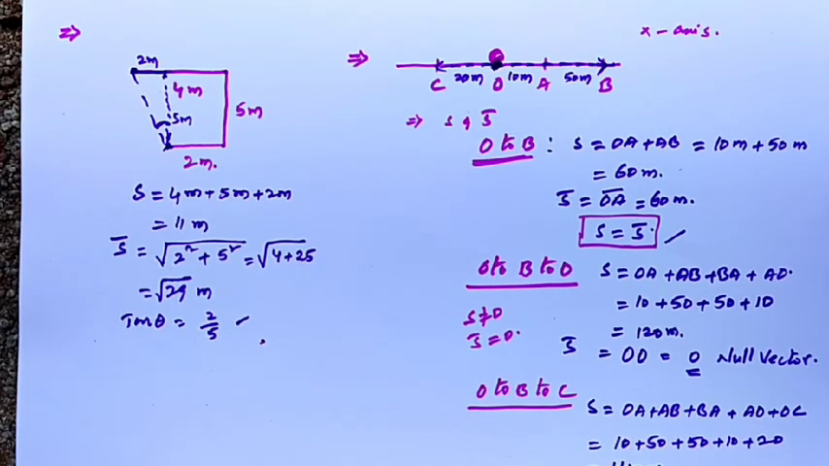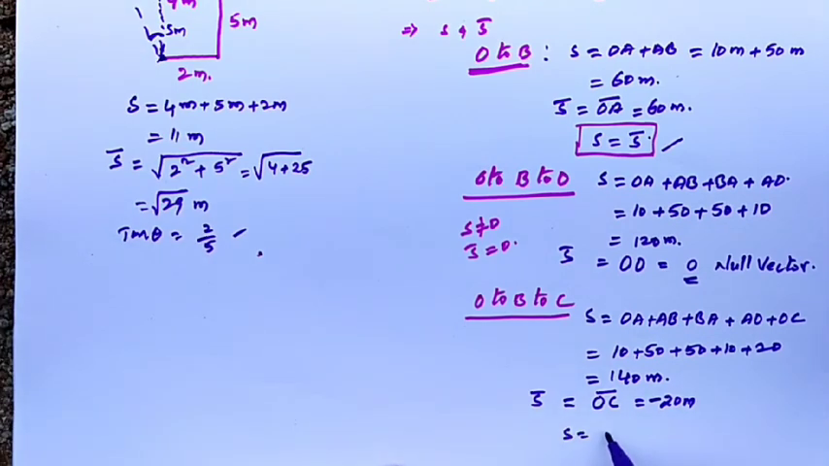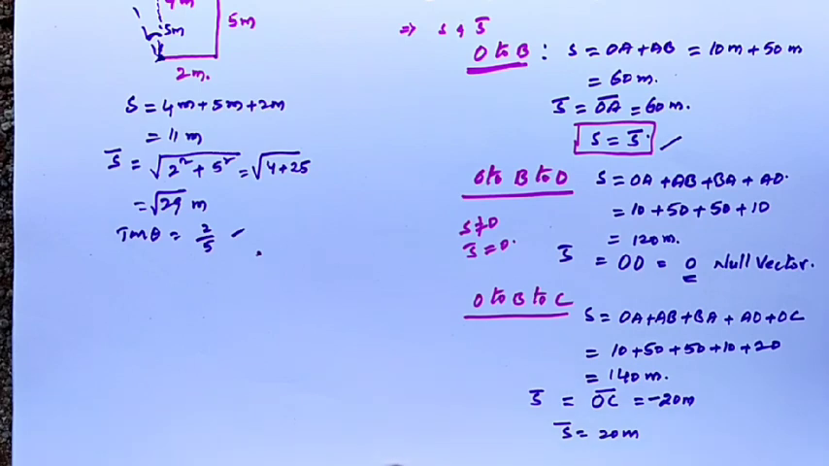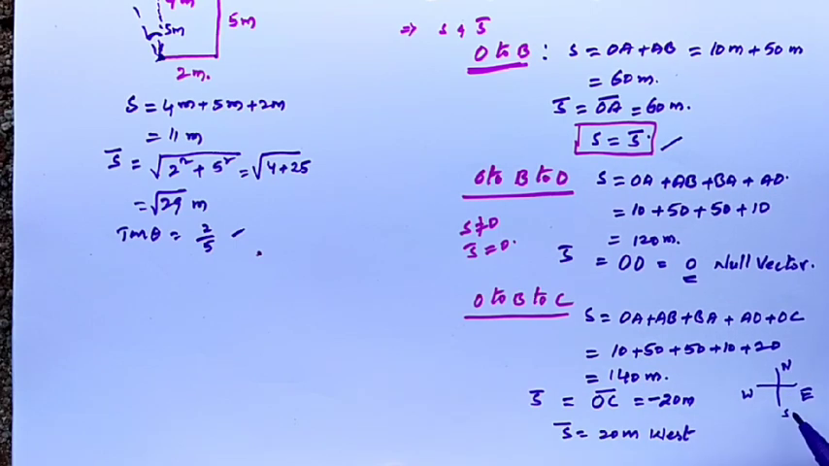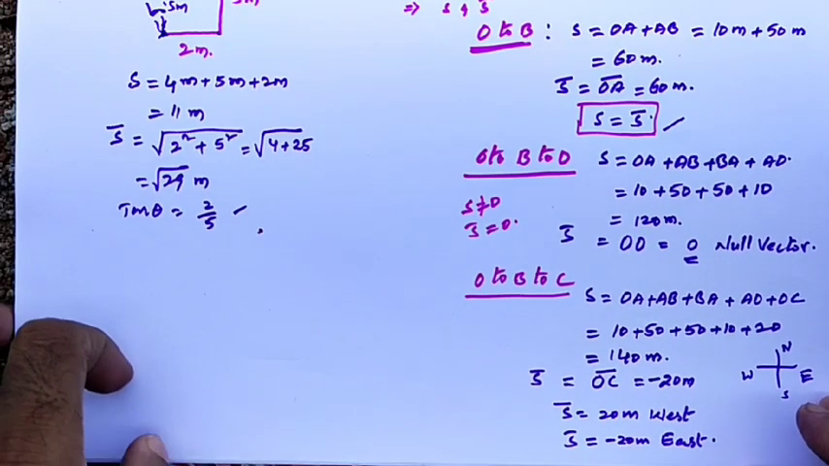What is its direction? Displacement can be written in two ways. Displacement is equal to 20 meters west. If you draw directions, this is east, west, north, south. So the displacement is in the direction of west, backward. Or it can be written as displacement is equal to minus 20 meters east, because we have changed the direction of the vector, so it is minus. Understood? So in this way one can calculate distance and displacement.